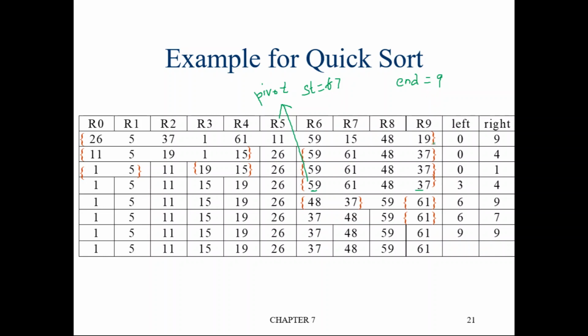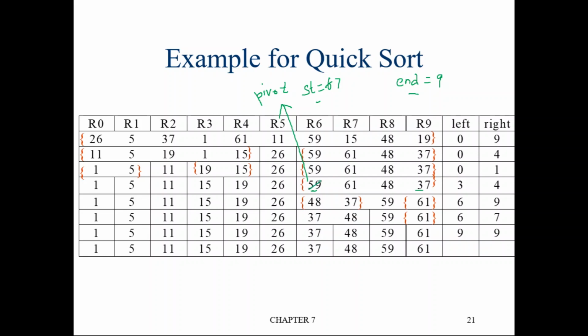Similarly, do for end. The element at end location 37, is it greater than pivot element? No, 37 is not greater than pivot element. If it is not greater than pivot element, it won't decrement. So now end is 9 and start is 7. Again check, is start less than end? Yes, start is less than end. So what should we do? Swap the element at start location with the element at the end location.